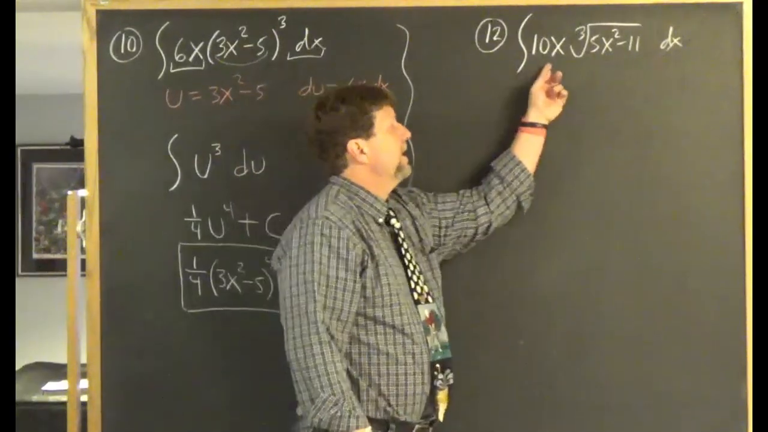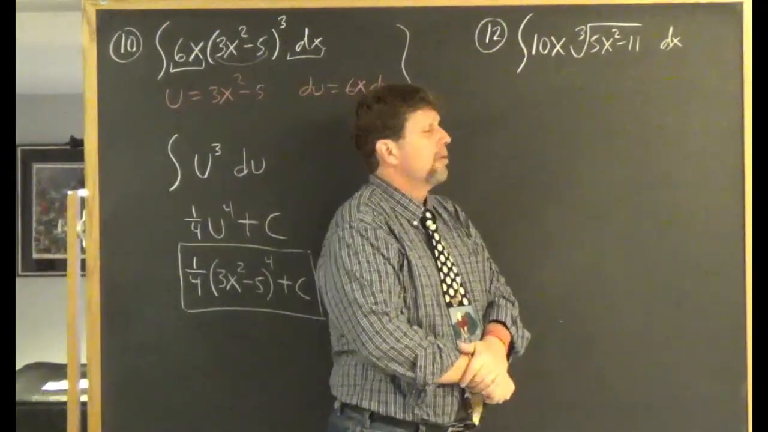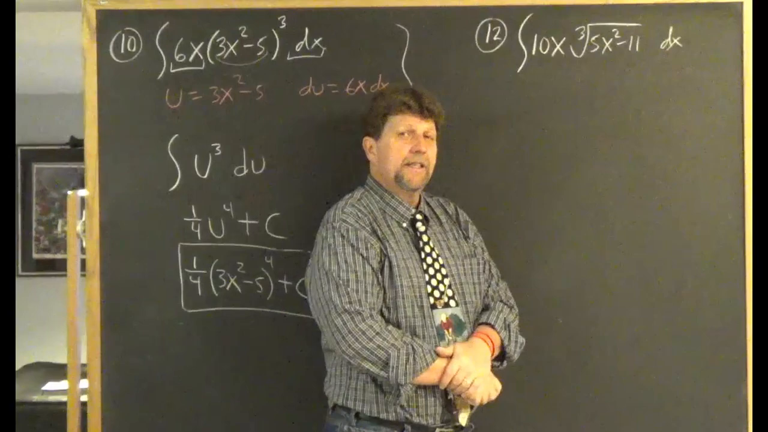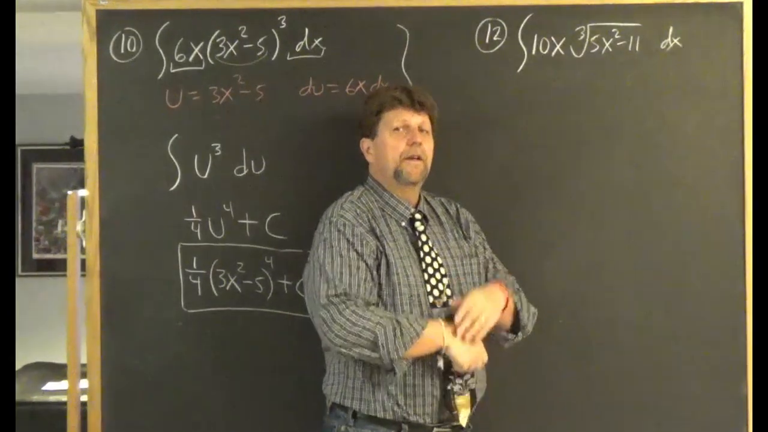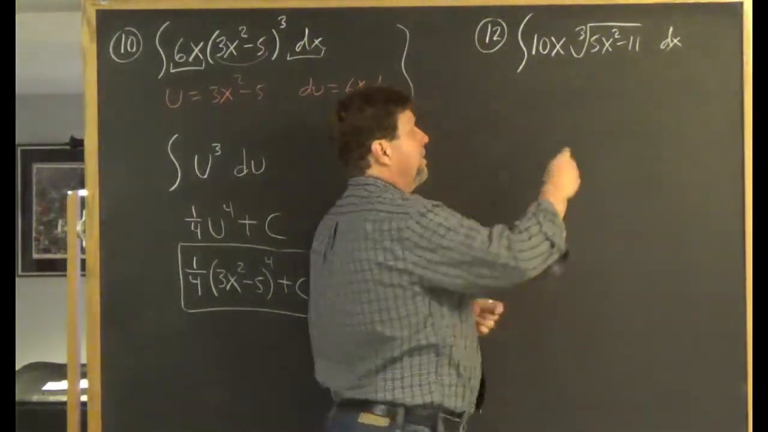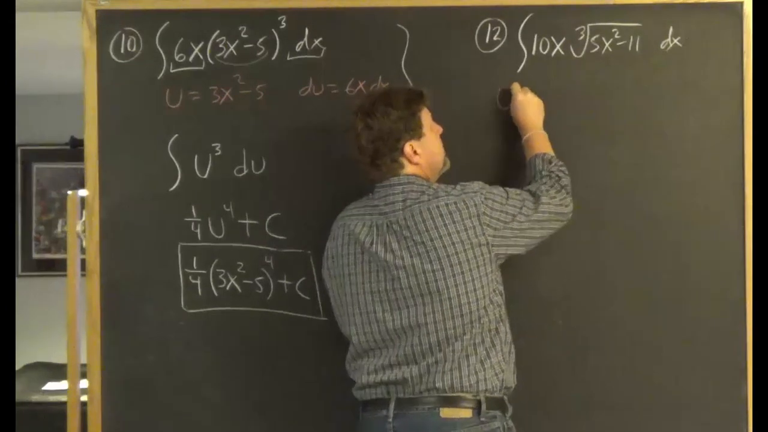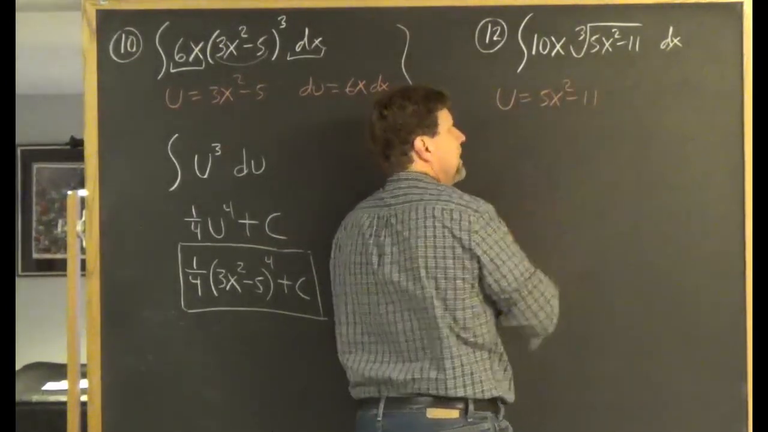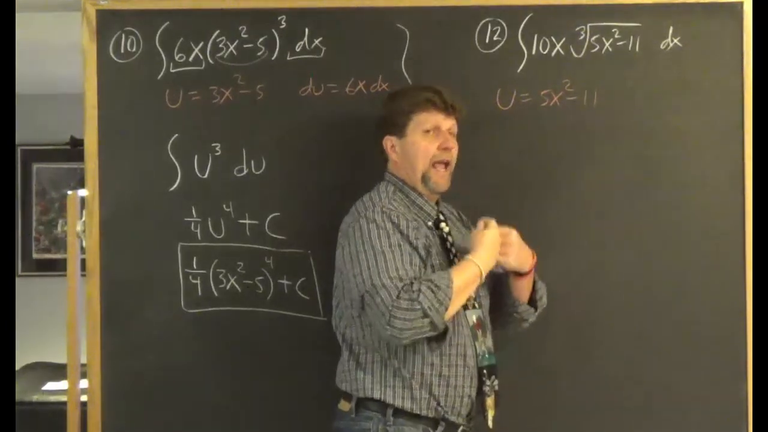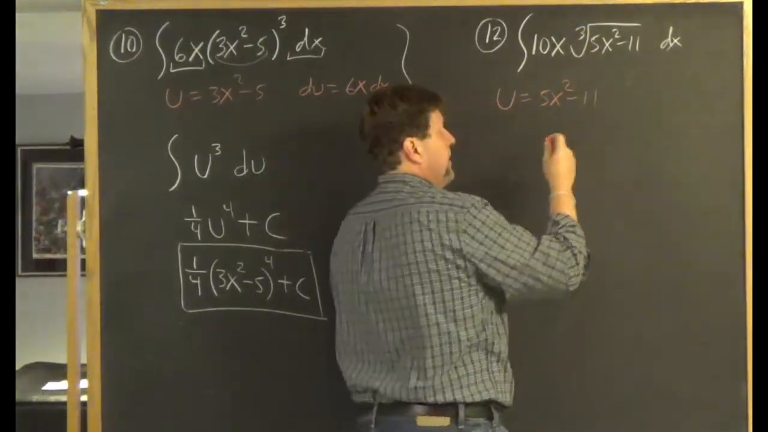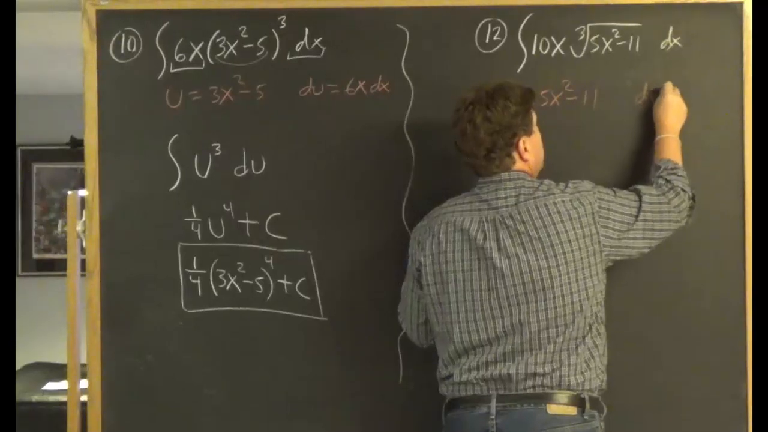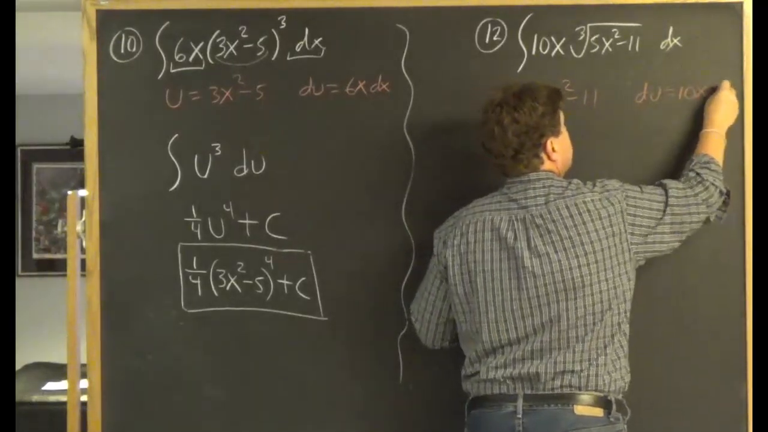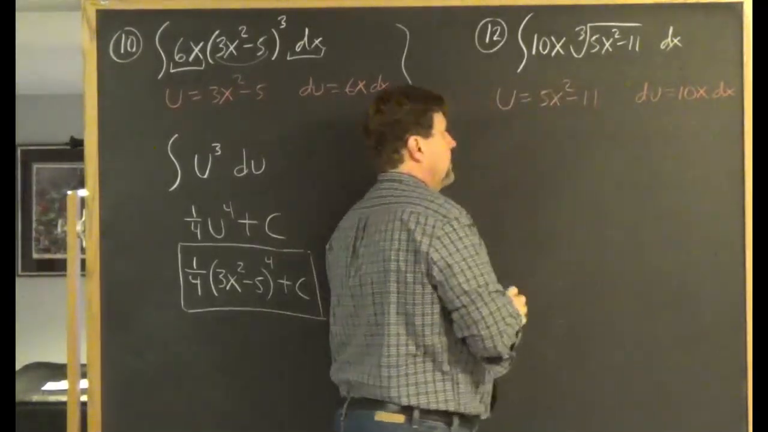All right, number 12. You were asked to integrate 10x cube root 5x squared minus 11 dx. So I would start off here. I'm going to go ahead and let u equal what's under the radical sign. 5x squared minus 11. Then I have to compute the derivative, du. So du is 10x dx.